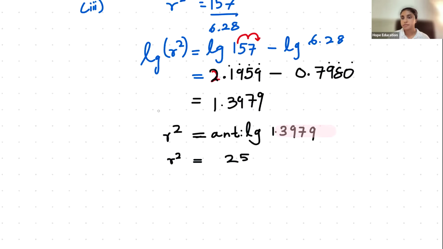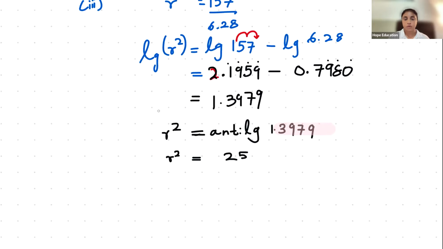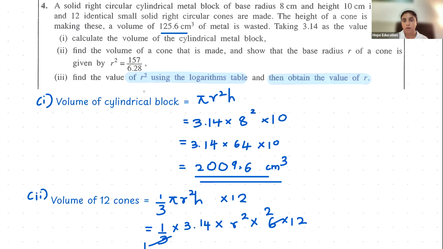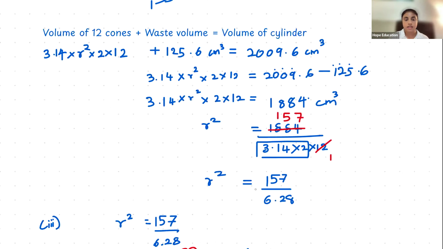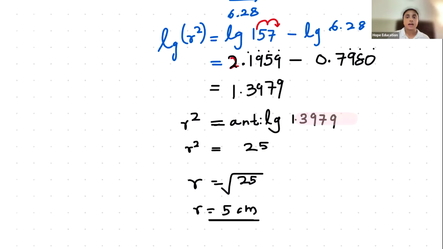Lisaja, Sahiru. Okay, then we have to find r. Now let's go to the question. We find r squared from the log table, and only after that do we find r. Now r squared is 25, so r is the square root of 25, which means r is 5 centimeters. Okay, that is how we get this.